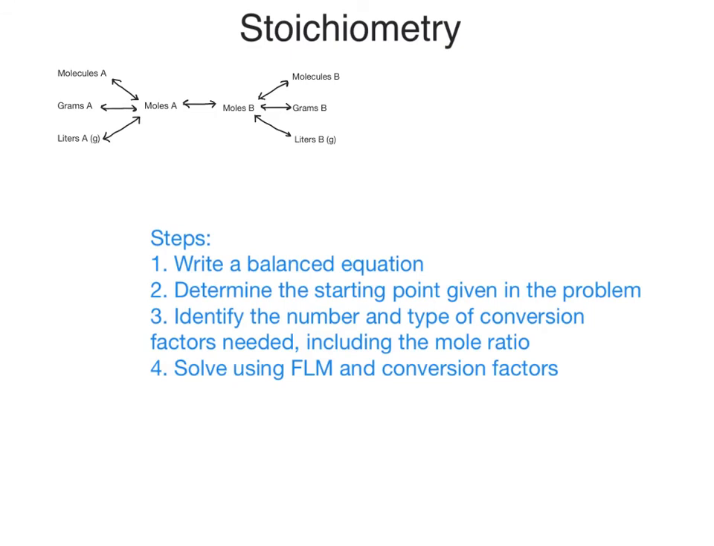So as with any process in chemistry, we have some steps that we can follow. For solving stoichiometric equations, step number 1 is to write a balanced chemical equation. Step 2 is to determine the starting point given in the problem. Step 3, identify the number and type of conversion factors needed. And we can determine those by looking at our arrows and the number of arrows between our starting and ending point on our stoichiometry map. And we also need to pay attention to our mole ratio conversion factor if we're going to be using that. And then finally, we're going to solve using the factor label method and conversion factors.